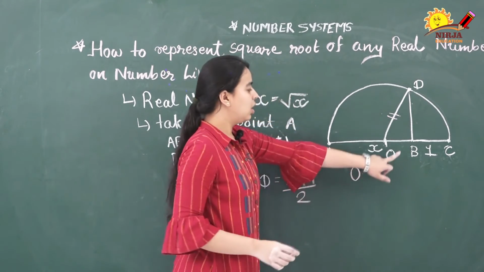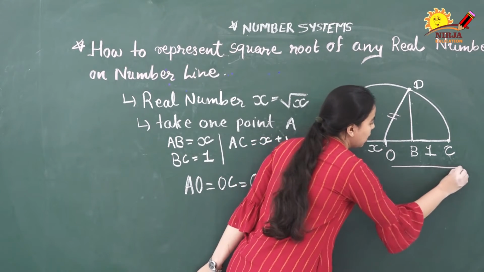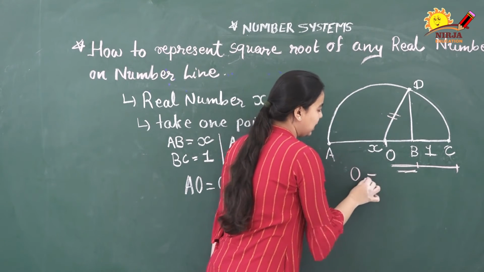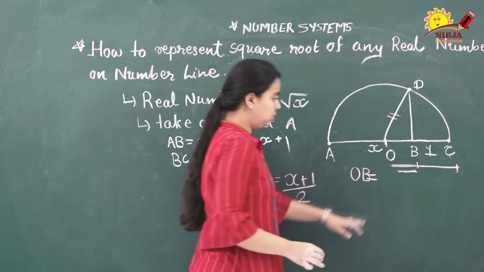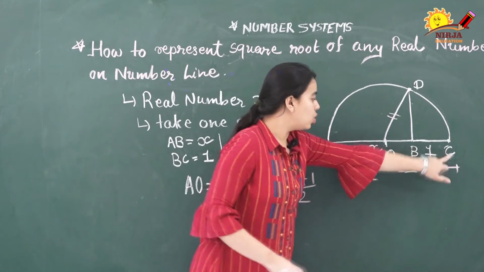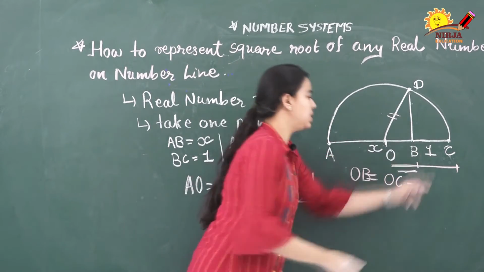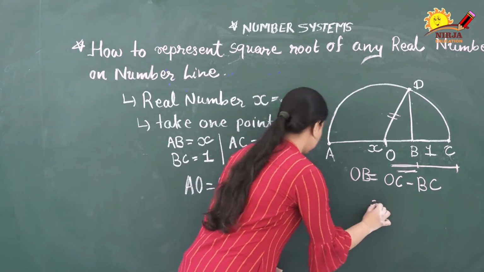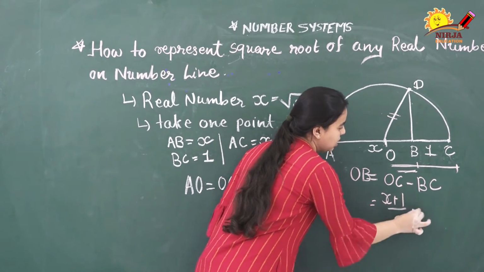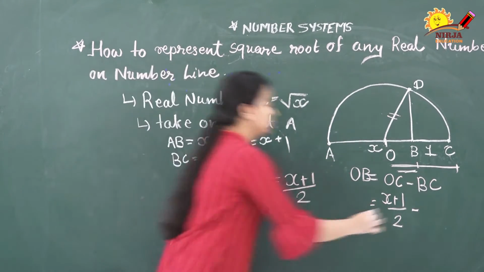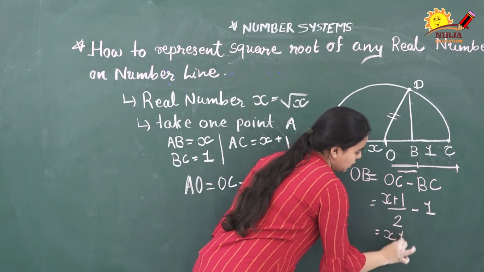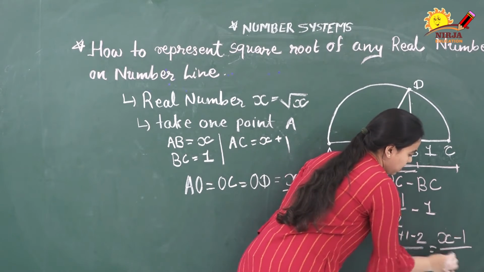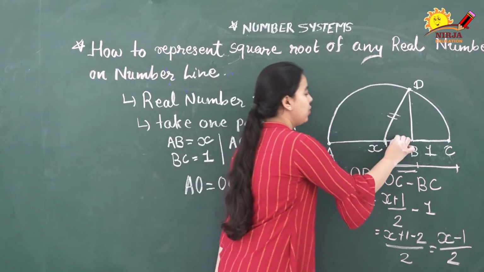If I want to get the value of OB, I subtract this part and I get OB. So we can write OB is equal to OC minus BC. We have the value of OC as x plus 1 by 2. Let us put in x plus 1 by 2 minus the value of BC, which is 1, so x plus 1 minus 2 by 2. That means the value of OB will be x minus 1 by 2. Now we have the value of this also.